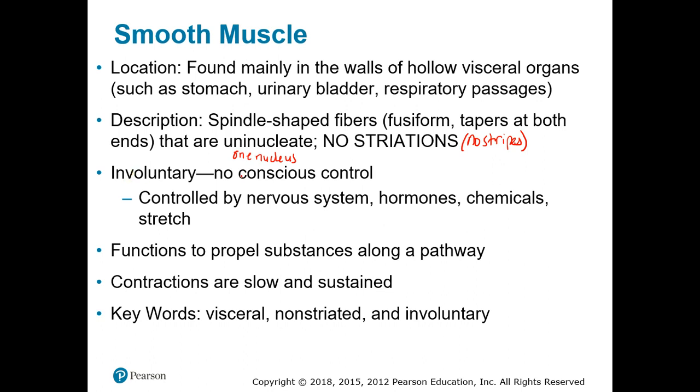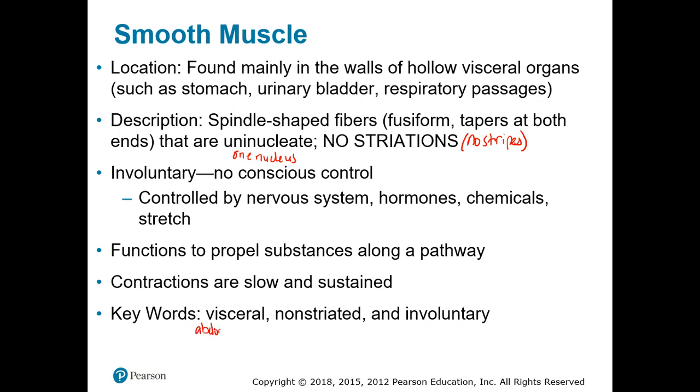One thing to note about smooth muscle is that this is involuntary. We do not have conscious control over them. They are controlled by our nervous system, hormones, and chemicals in our body. The whole function of smooth muscle is to propel substances along a pathway. So, for example, our food down our esophagus or through our intestines. These contractions are very slow and very sustained, and so they slowly move food through our digestive tract while our body's digesting it.